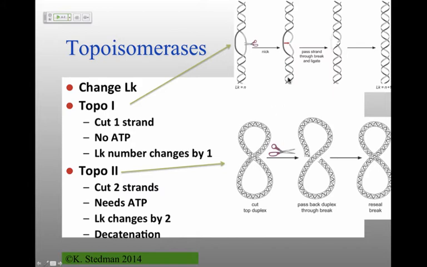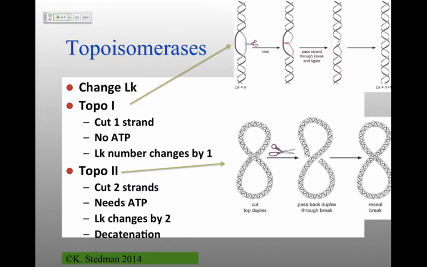So the Topo Is, just diagrammed up at the top here, are going to cut a single strand, then pass that through one strand here, basically wrap it around again. Doesn't need ATP. You change your linking number by 1. The Topo II cuts two strands, pass those through each other. Topo II absolutely requires ATP. Turns out that Topo Is in many cases don't require ATP. It's not true in all cases. Changes by 2.